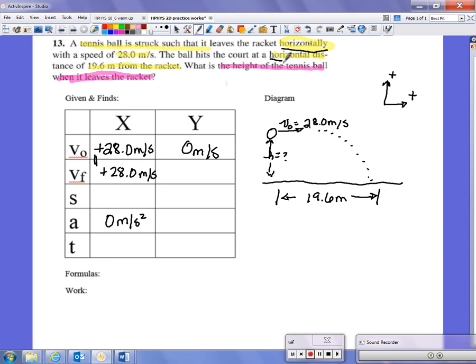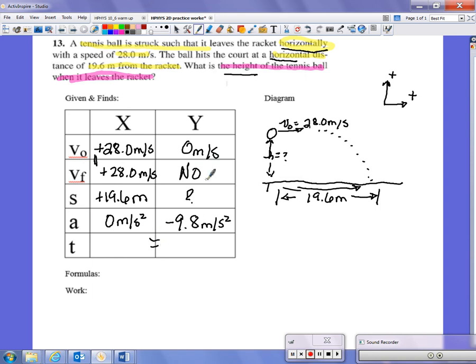They tell me the horizontal displacement from here to there is plus 19.6 meters. And they ask me to find the vertical displacement. That's what this height is. This is my vertical displacement. So that's what I want to find. Now I have to take a look at what I'm missing here. I'm missing my y acceleration. We know that it's 9.8 meters per second squared down. And I don't know the final velocity, and I don't particularly care because that doesn't really help me here.